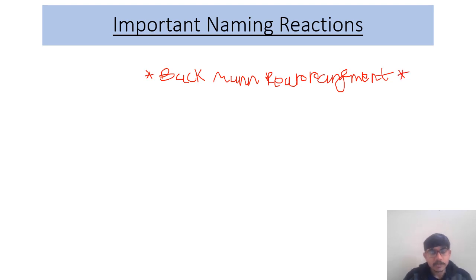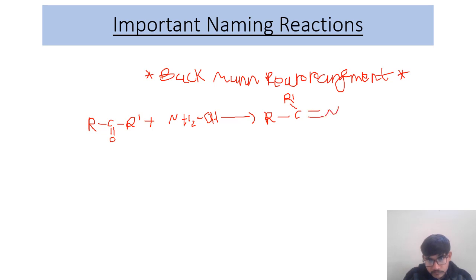So simply what Bachmann rearrangement involves is that first the ketone will react with hydroxylamine, which is NH2OH, and it will give you a ketoxime.